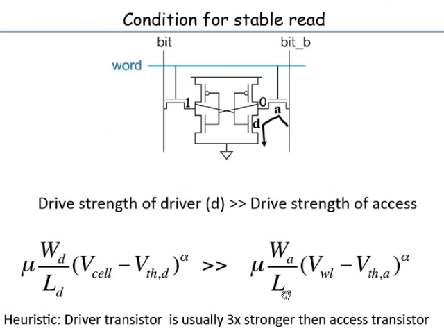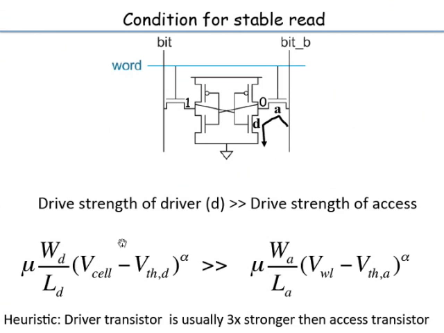Again, anytime you increase the size of something, it increases the size of the cell area. So you have to keep that in mind. And so you have those options available. If you don't want to mess around with supply voltages, and you don't want to mess around with threshold voltages, then the only variable you have is width. So you make the width of the driver 2.5 or 3 times the width of the access.